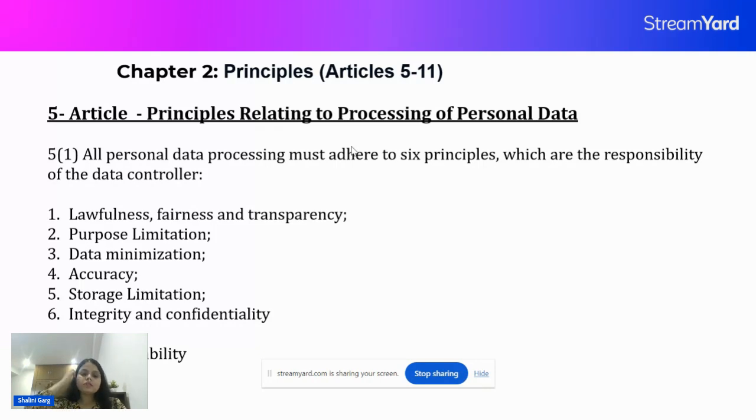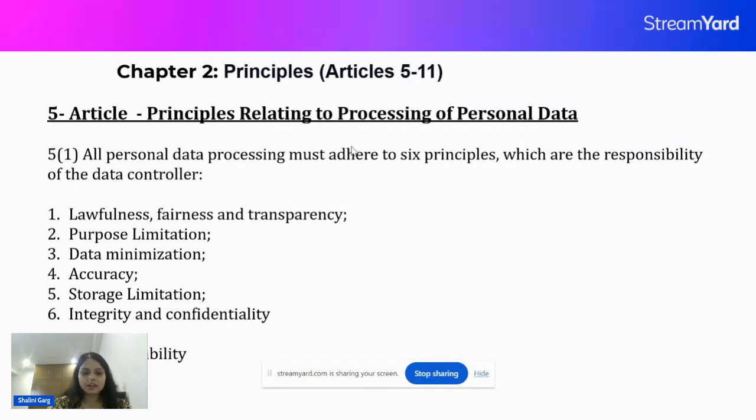Moving towards accuracy. Personal data should be accurate and kept up to date. For example, I have changed my phone number, okay? And I have informed the company that I have changed my phone number. Now, if the company has not updated their records, it shall not be up-to-date data and they may incur a penalty for that as well. Okay. And steps should be taken by the company to erase or rectify data which is inaccurate or wrong without any delay. In this, the GDPR does not provide any timeline because it is very sensitive in nature. As and when you receive the information that the purpose has been fulfilled or we have to rectify the data, then we have to take this step as soon as possible.